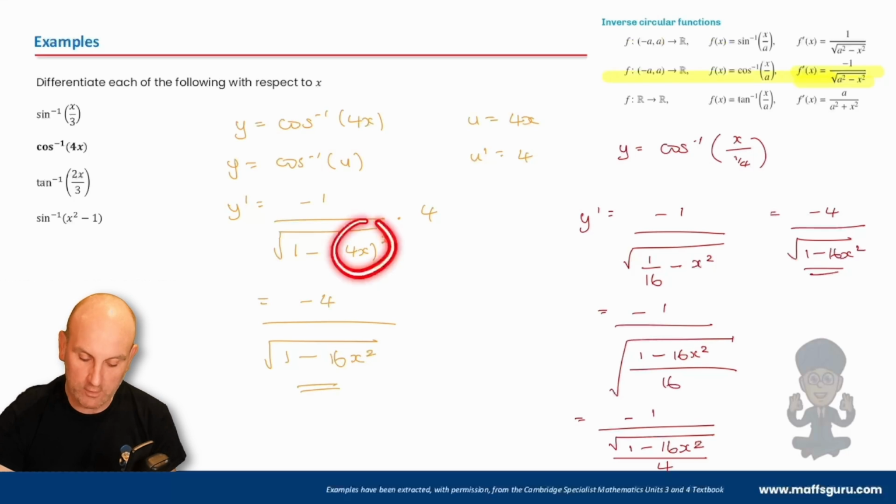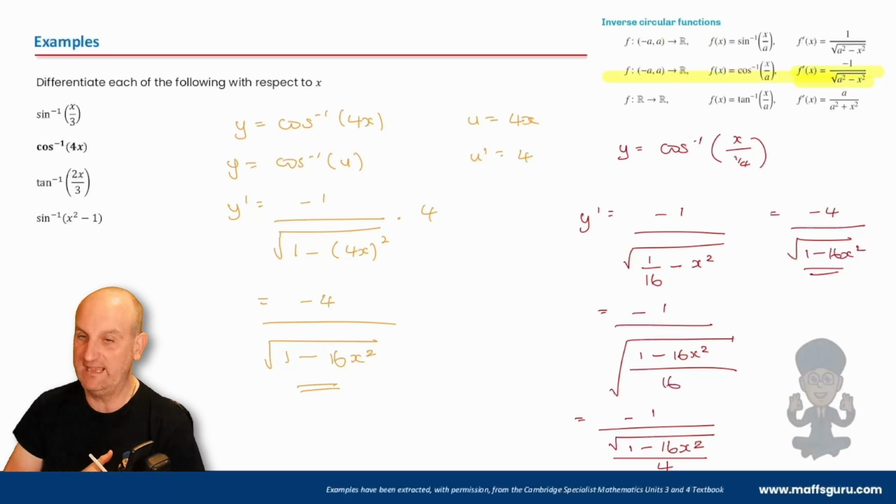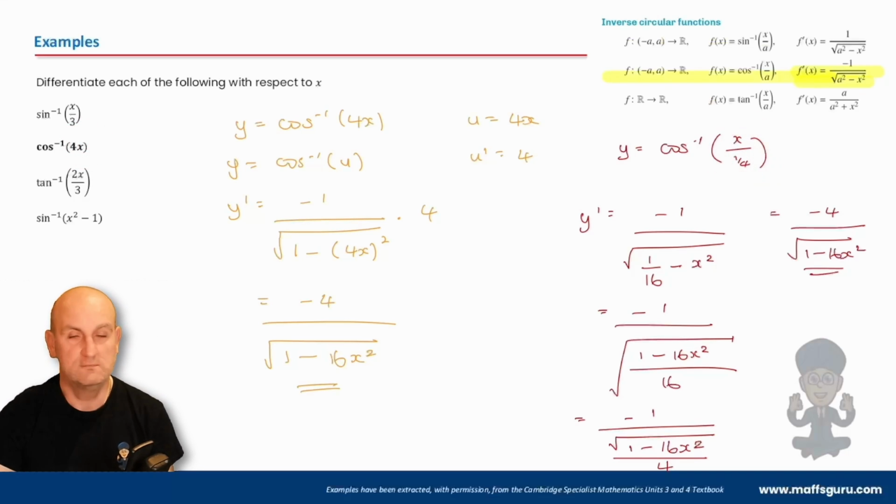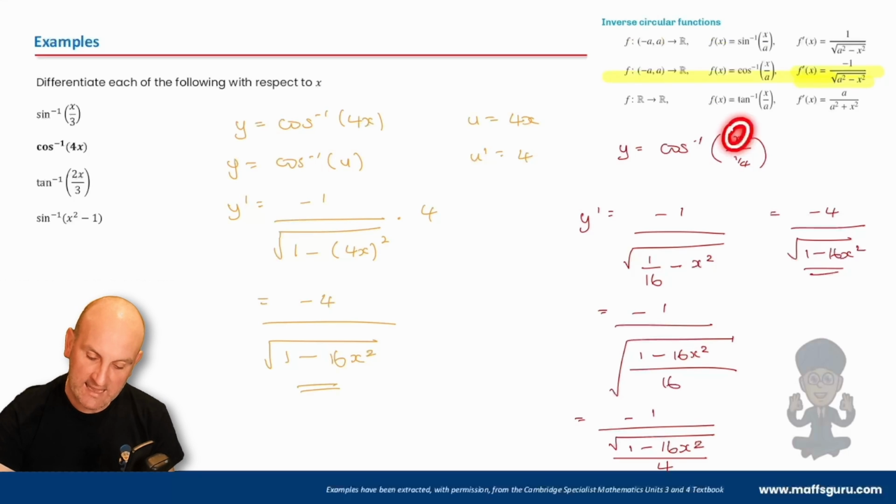I could have got a little bit tricked here by writing that as x squared rather than 4x all squared. Alternatively, writing it in this format here by changing my 4x to x on 1/4, same thing, means I've now got an x and an a that I could have put in there.